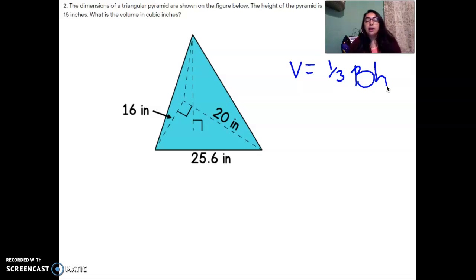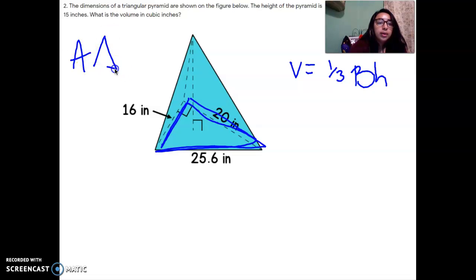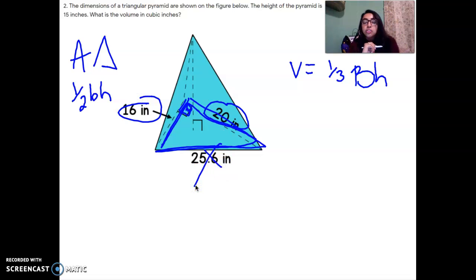So for this one, my base is a triangle. Here is my base. Now, to find the area of a triangle, I have half base length times height. And my base length and my height have to form that 90-degree angle. So here's my 90-degree angle. So I'm going to be using the 20 and the 16, and this 25 and 6/10 is kind of extra information. So I'm going to take a half of 16 times 20.